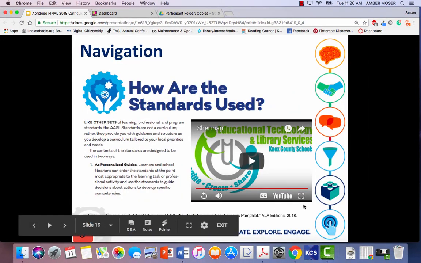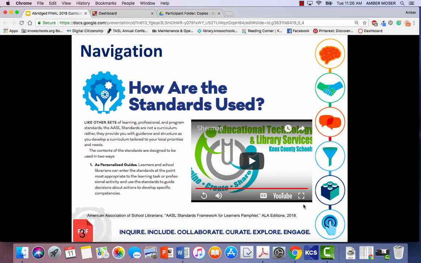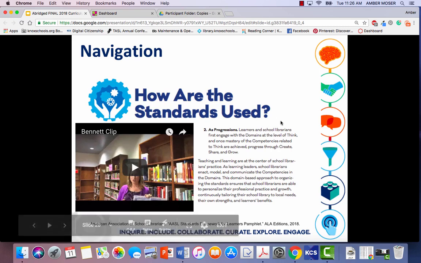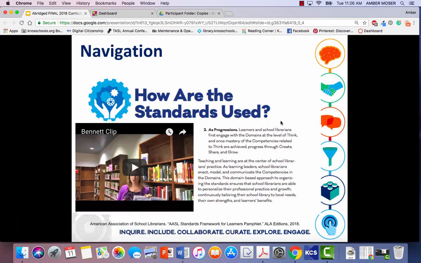Okay, so that is one method that you could use depending on how you interact with your students and teachers. Another method is coming up from Rebecca Bennett. And Rebecca Bennett is an elementary librarian, and so she sees her students more predictably on a regular basis. And she talks about using the standards as a progression. So before we hear her, take a moment to read this for just a moment.